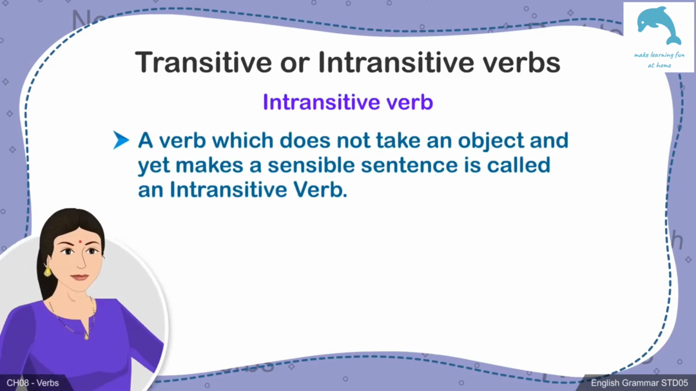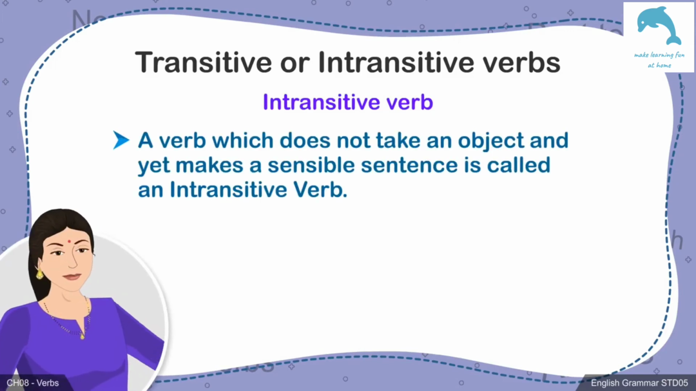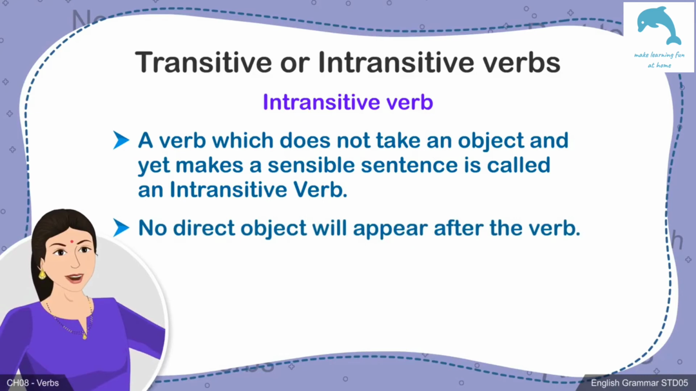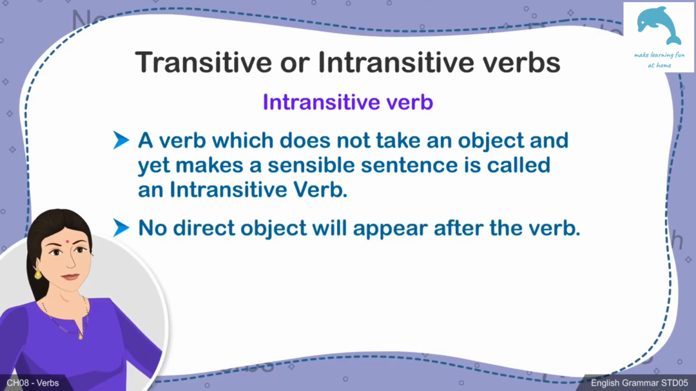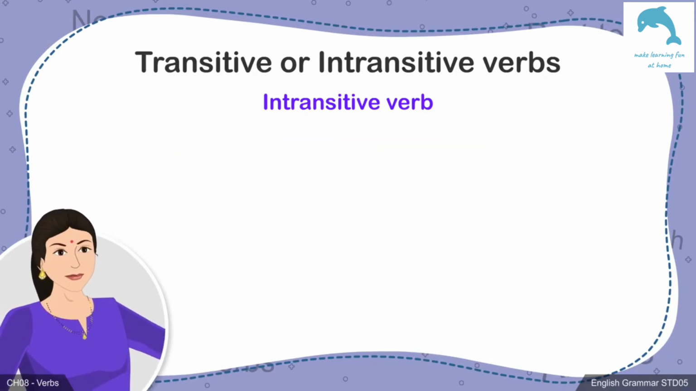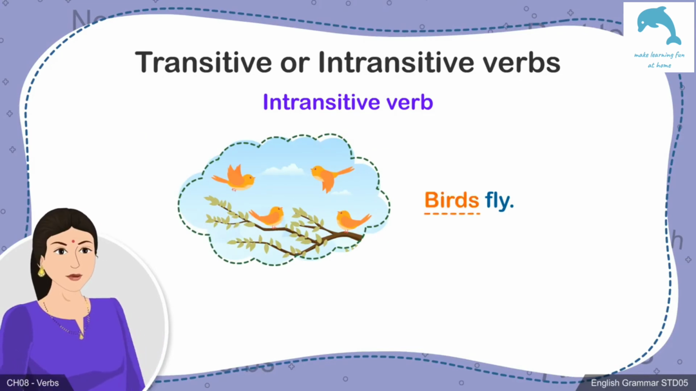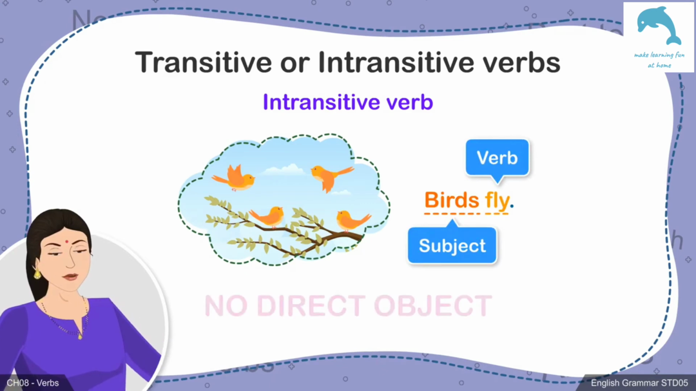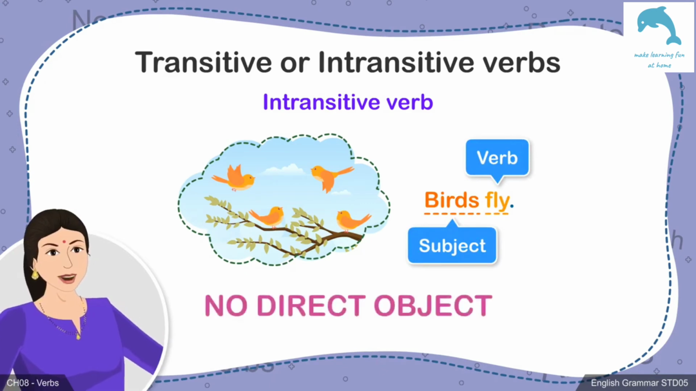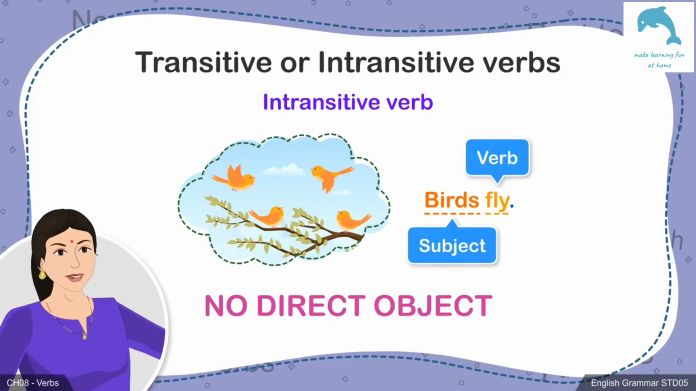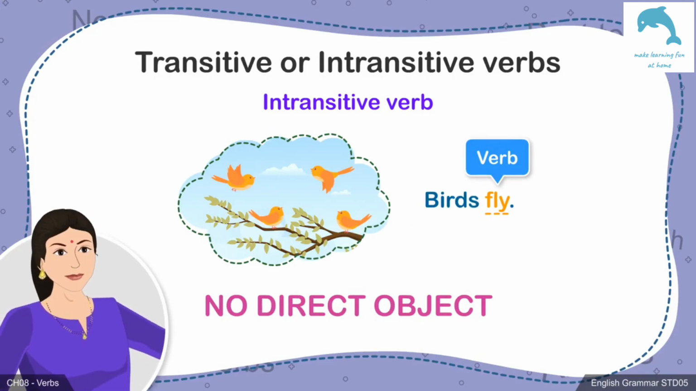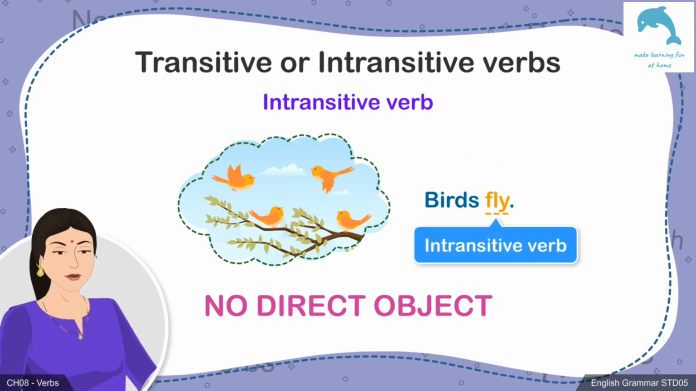On the other hand, a verb which does not take an object and yet makes a sensible sentence is called an intransitive verb. This means that there won't be any direct object present after the verb. For example, in this sentence, birds fly. Birds is the subject and fly is the verb. However, there is no object after the verb fly. The sentence still makes sense and is complete. As the verb fly does not carry an object, the verb is an intransitive verb.